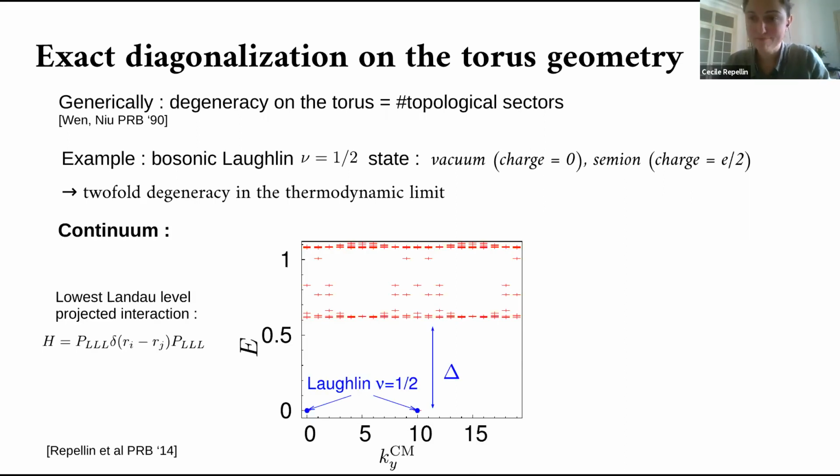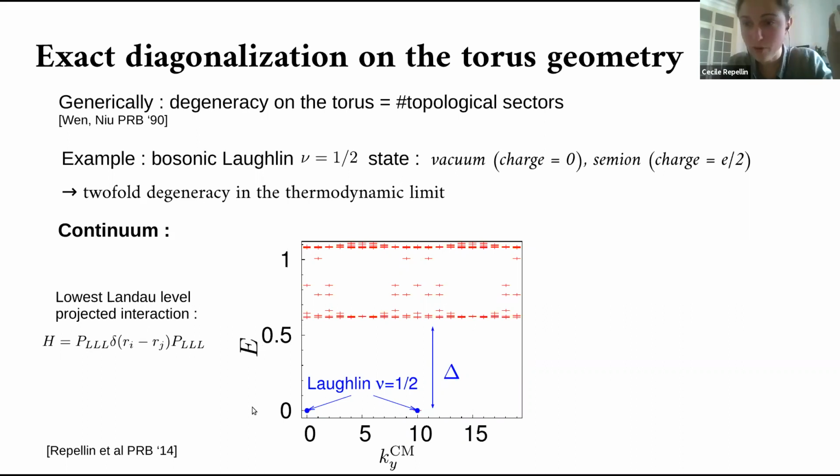So let's look at what it looks like in an actual energy spectrum. I'm going to first use the continuum problem of the fractional quantum Hall effect in a continuum system. Here I'm considering bosons at a filling fraction 1/2. So I am at half filling of the lowest Landau level, and I have an interaction which is this delta interaction projected onto the lowest Landau level. And so here I'm showing you the low energy spectrum for eight bosons in this system.